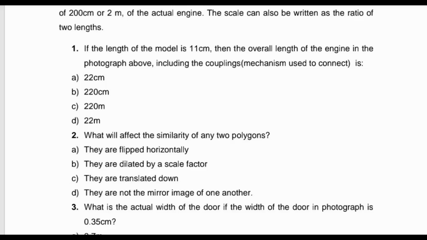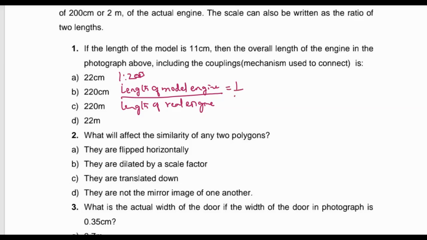I'll write it here. It's 1 is to 200. Now what we have to find? We have to find the length of the real engine from the length of the model of the engine. So length of model engine divided by length of real engine will be equal to 1 is to 200. It is given.